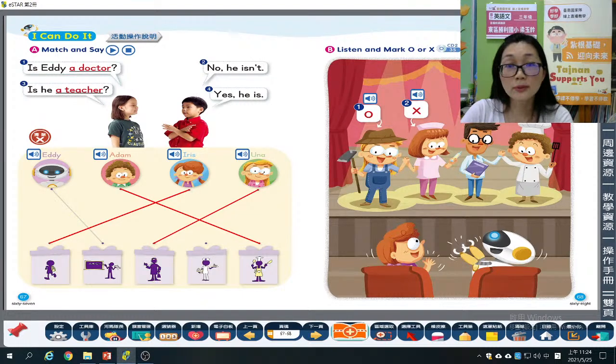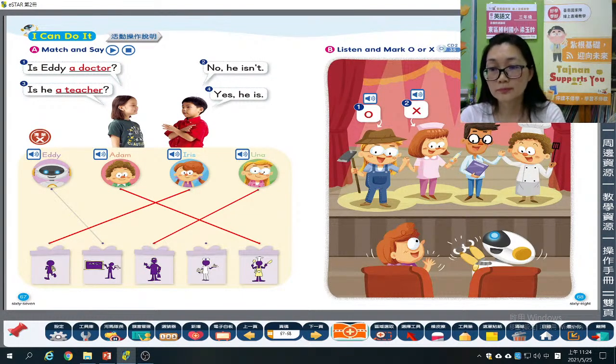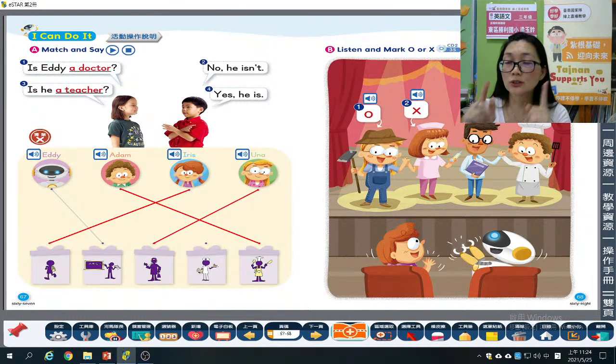And then number three. Is he a cook? No, he isn't. He's a teacher. Is he a cook? No, he isn't. He's a teacher. So he said no, right? He's a teacher. So look at what he has. So teacher. So that's why you put a circle.